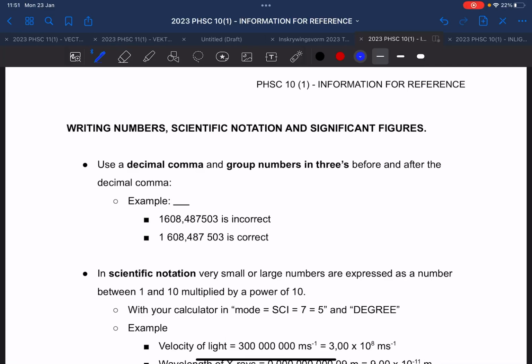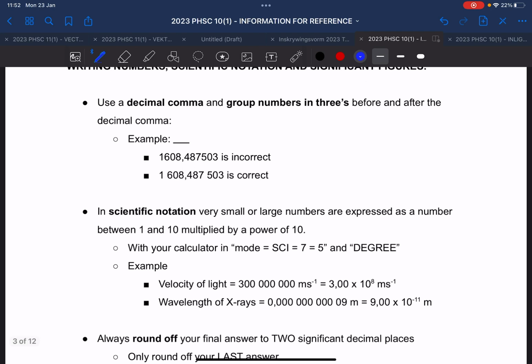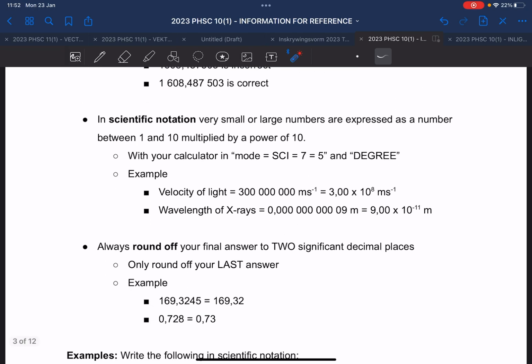Right, then we are going to write scientifically, and in science we write numbers in a specific way, and that's what we're going to learn on this page. So we use a decimal comma. You've used that your whole life almost, and we group numbers in threes before and after the comma. As you can see at the bottom, we don't write the numbers close to one another. We group them in threes or in thousands almost. So we say 1 608. That just reads easier.